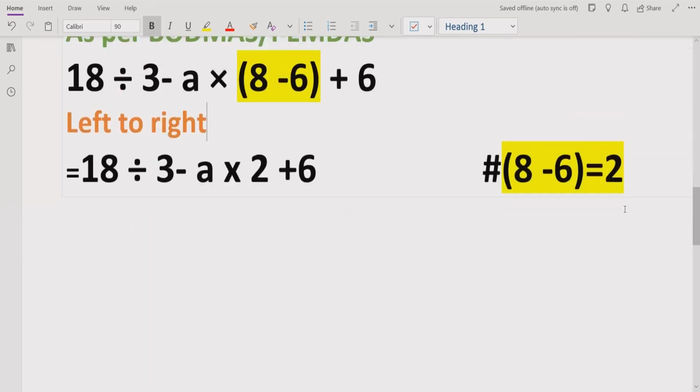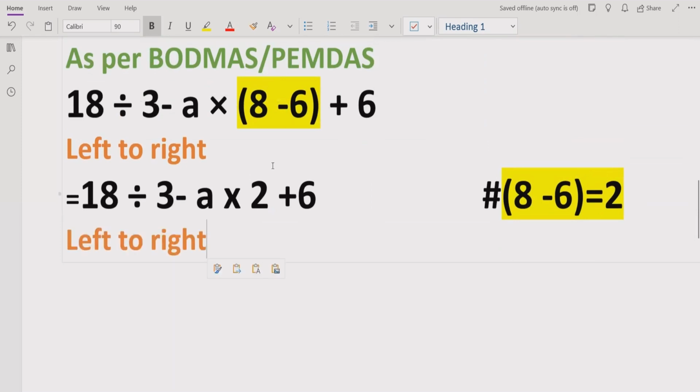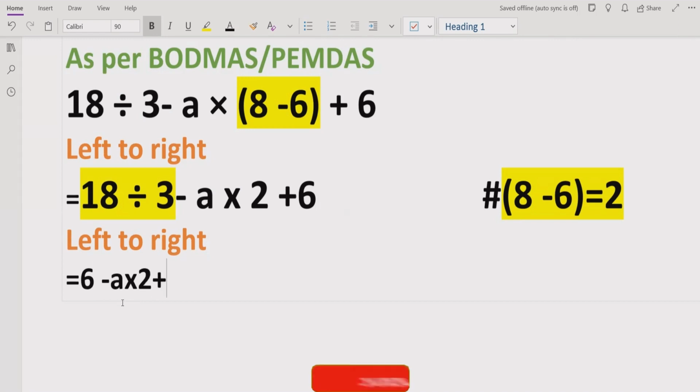Now we move forward left to right and check whether an exponent is coming in the given expression. So you do not have any square or square root. Now we move forward and check whether division or multiplication is coming first. We go left to right and find which is coming first. Here we have the division first, so we will solve this part first. Now we solve 18 divided by 3, which is equal to 6, minus a multiplied by 2 plus 6.